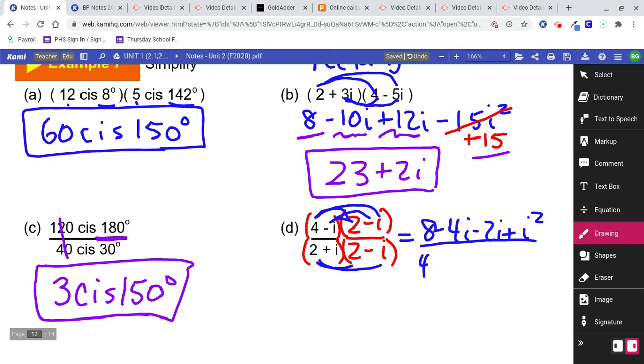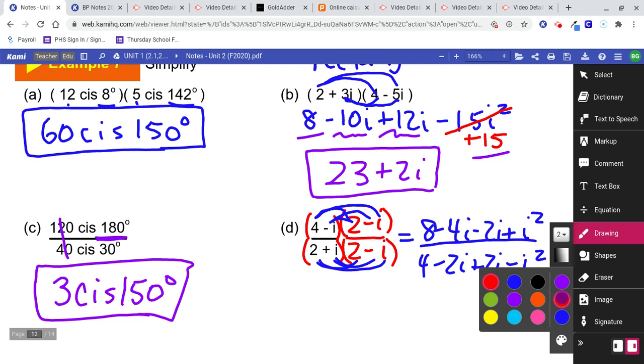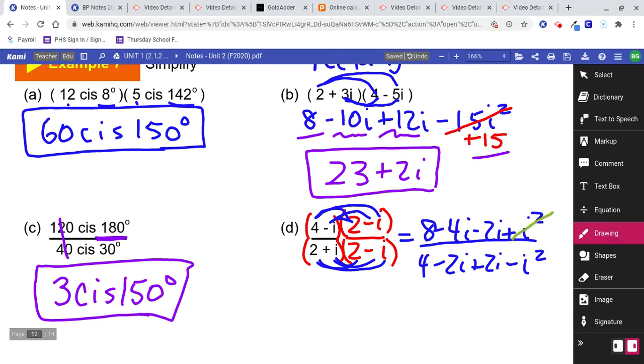There's a shortcut if you see it. 2 times negative i is negative 2i. i times 2 is plus 2i. i times negative i is negative i squared. i squared is going to be minus 1. Negative i squared would be plus 1. These two cancel each other out.